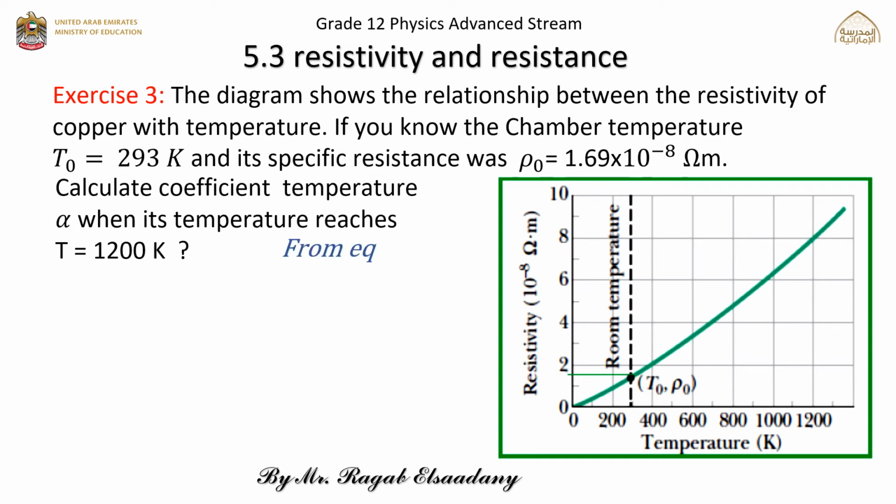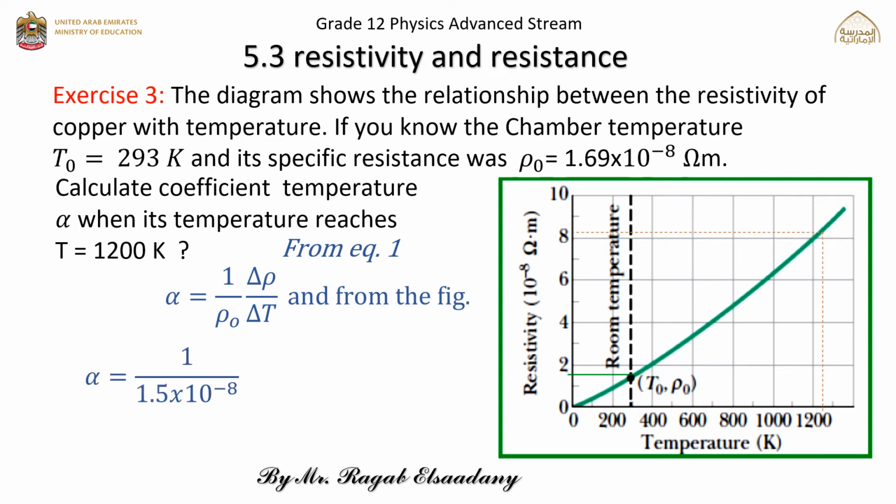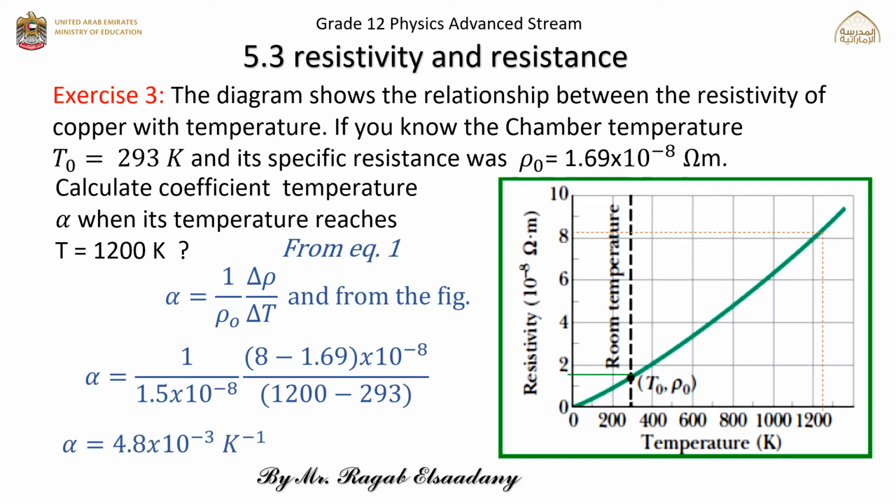From equation 1, alpha equals 1 over rho null times delta rho over delta T. And from the figure, alpha equals 1 divided by 1.5 times 10 power minus 8, times (8 minus 1.69) times 10 power minus 8, divided by (1200 minus 293), equals 4.8 times 10 power minus 3 Kelvin power minus 1.